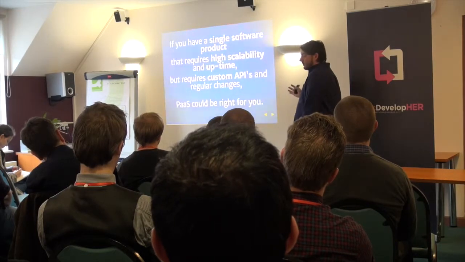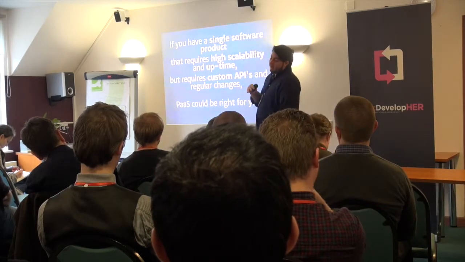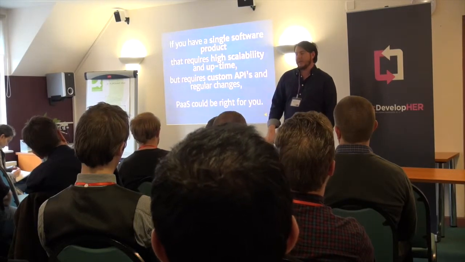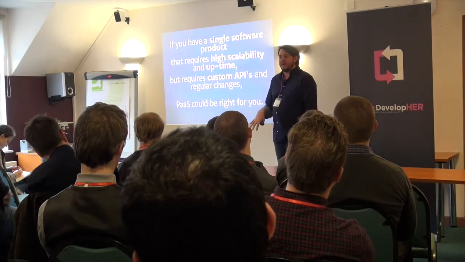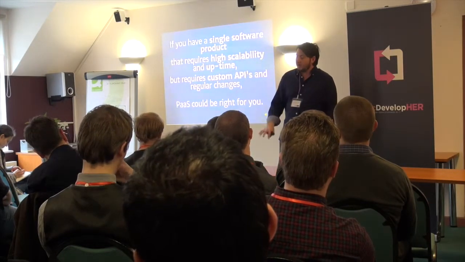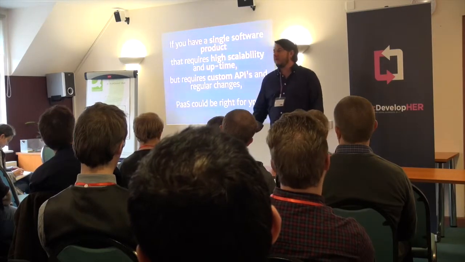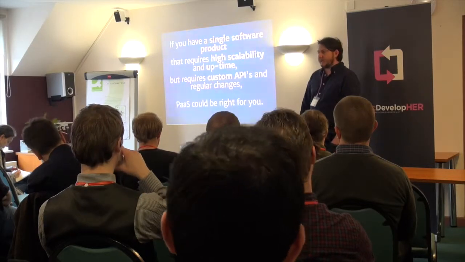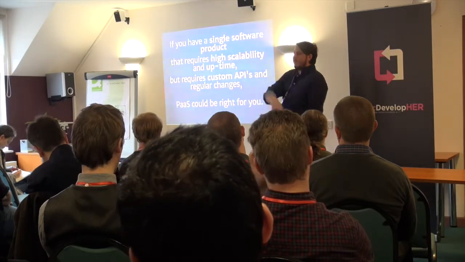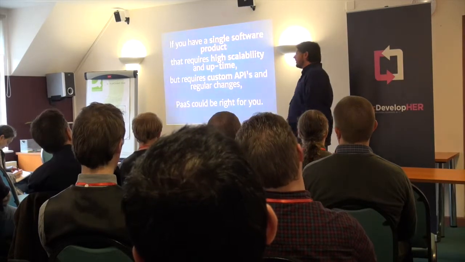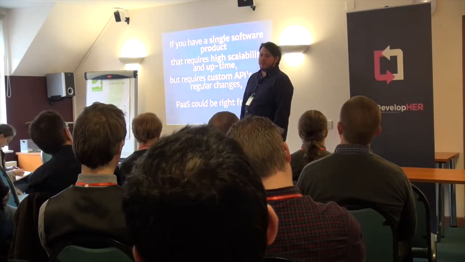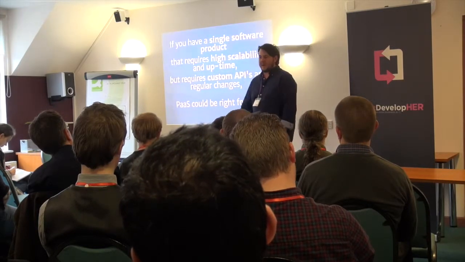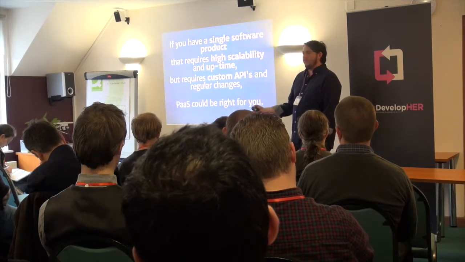So it's good if you have a single software product that requires high scalability and uptime, but also requires custom APIs and/or regular changes. If those three things match, then PaaS could be the right option for you. We tend to use this a lot when we have startup products, because they come to us, we build something, they change their mind 6 weeks later, we do that, they change their mind back to the way it was 6 weeks before, and on and on it goes. So the platform as a service model works really well for startups, and for people who are constantly iterating their product, where you have to make changes that might otherwise not fit into an MBaaS solution.